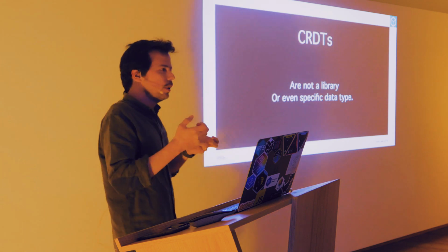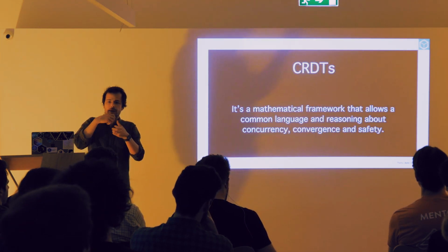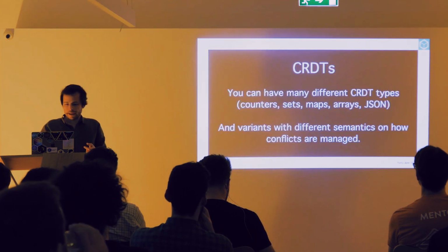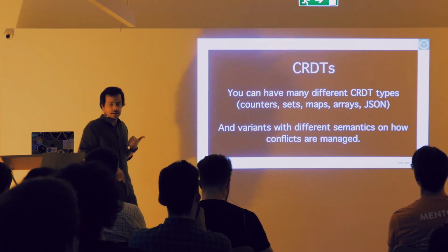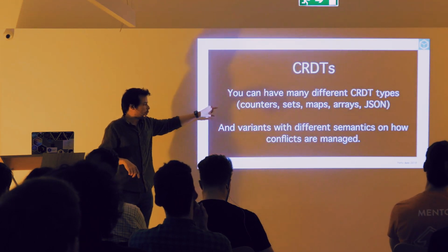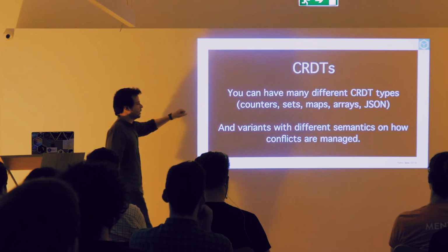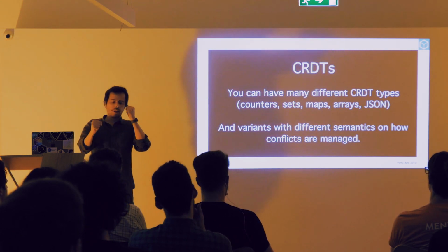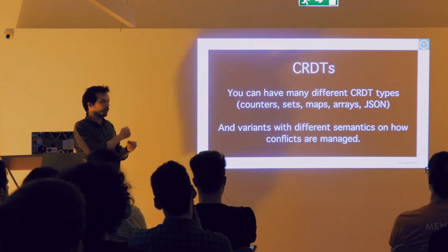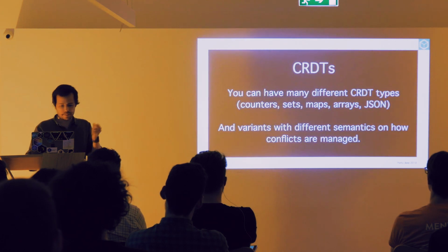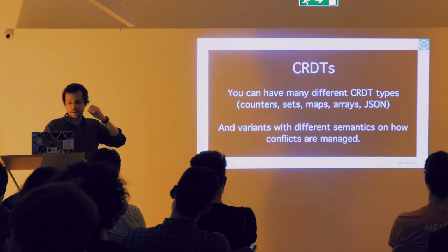So CRDTs are not a library or a specific data type. It's more that it's a mathematical framework that allows a common language to talk about concurrency, convergence, and safety, okay? But yes, you can have many different specific CRDT types, like counters, sets, maps, arrays, JSON documents even. And for each one of them, you can have different variants according to the semantics of how you solve conflicts, right? For instance, you can have a set that when there is a concurrent write and a concurrent remove, the remove wins or the write wins. So you have a write-wins or an observed-remove set, and there are dozens of these types that are defined almost daily by academic research.